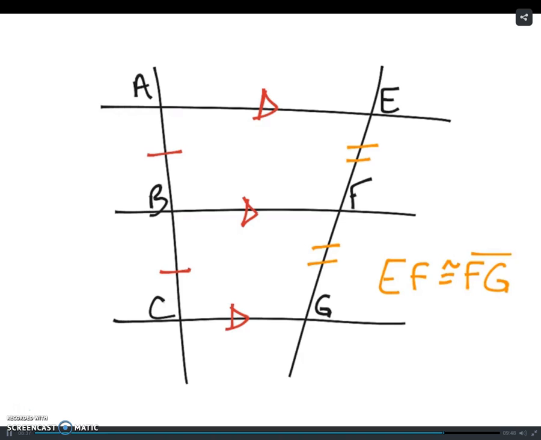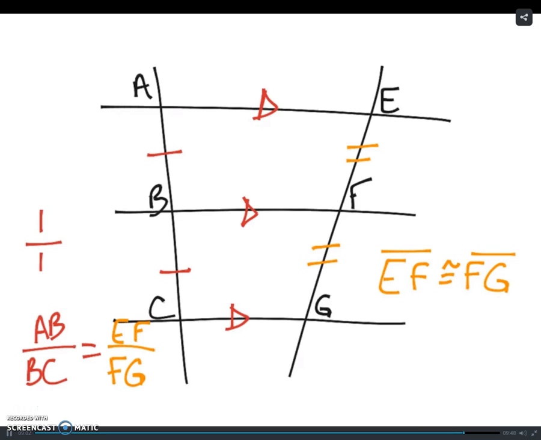Okay, and you're asking, how do I know this information? Well, if you remember, in our last theorem, we said we could take AB over BC, and we could set up a proportion and set that equal to EF over FG. Well, guess what? If AB and BC are the same thing, then when we go to solve that, we're going to end up with 1 over 1. They're going to reduce that way. And they're going to equal EF over FG.